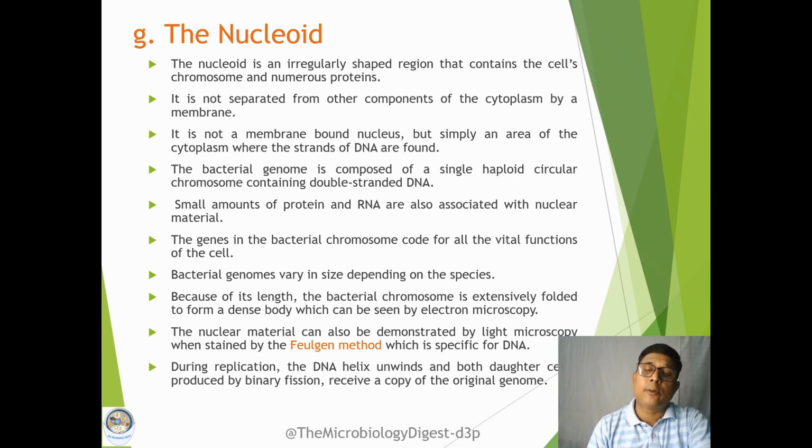This nuclear material in bacteria can be demonstrated by using light microscopy, but for that we need to use a special stain, which is called the Feulgen staining method. This is a staining method for demonstration of DNA, specifically DNA, by light microscopy.